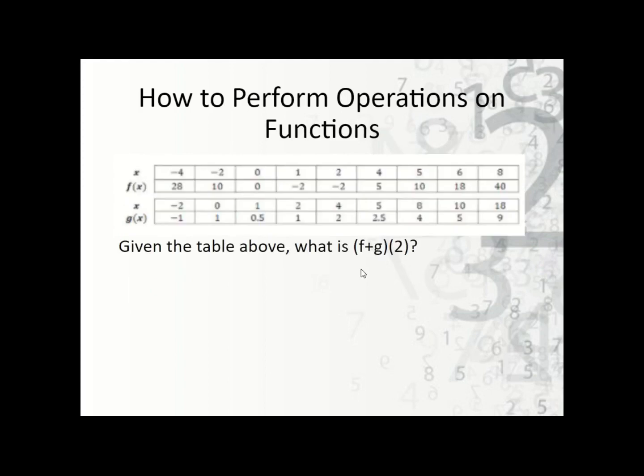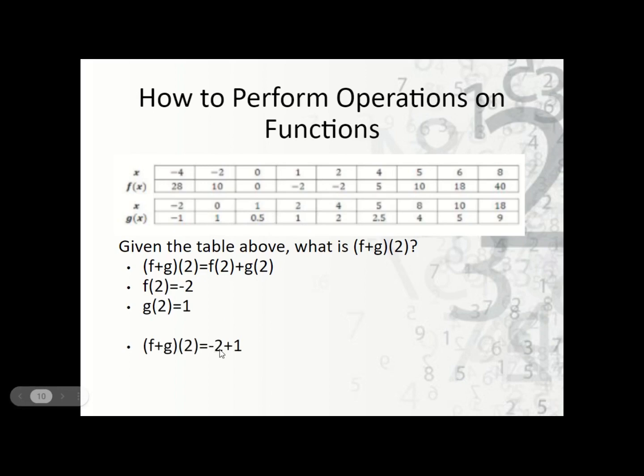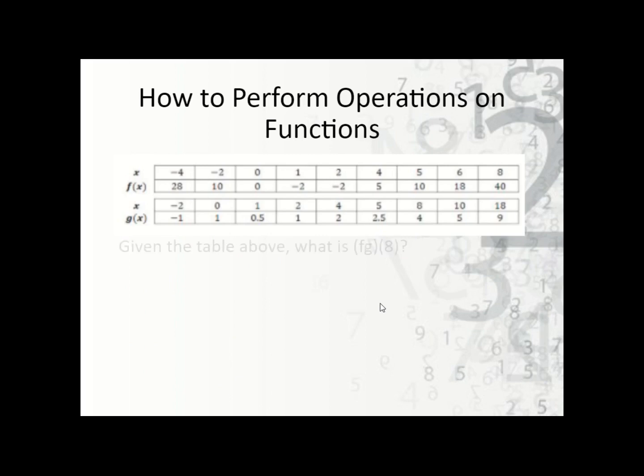Now let's look at another example. So it says, what is f plus g of 2? Well, when we write that out, f plus g of 2 is the same thing as f of 2 plus g of 2. So when we do that, we find f of 2, which is negative 2, and g of 2, which is 1. And then we're just going to add those two together. So we add up negative 2 plus 1, which is negative 1. So when you see f plus g or f minus g or anything like that, really what that's saying is we're going to take f of this value, then whatever operation is there, and then g of that number.